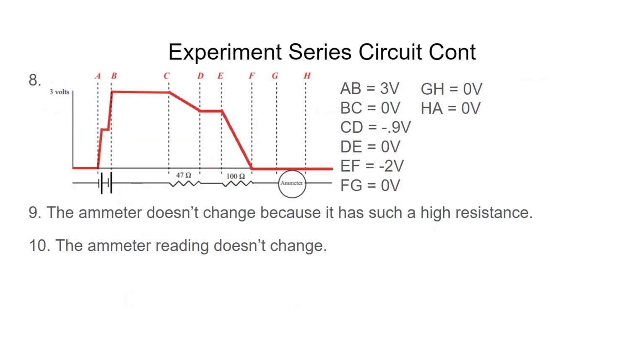So here's our graph where we measured the volt differences. We found from C to D, it was negative 0.9 volts, essentially 1. And then from E to F was negative 2 volts, was our change in potential there, which equals the inverse of our A to B, which was 3 volts. So they add up to 0. The ammeter doesn't change because it has a high resistance, and once again, the ammeter doesn't change.